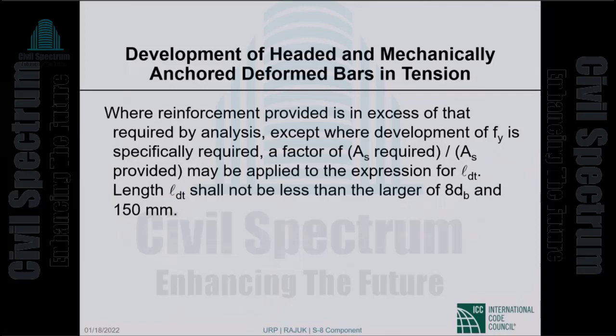Length L sub dt shall not be less than the larger of 8 bar diameters and 6 inches. Okay. This excess reinforcement factor has been eliminated from subsequent editions of 318.